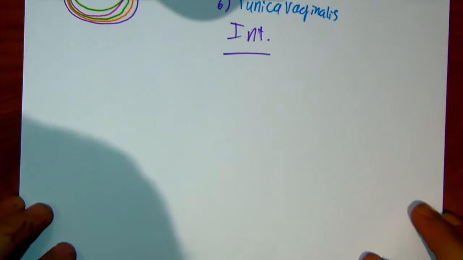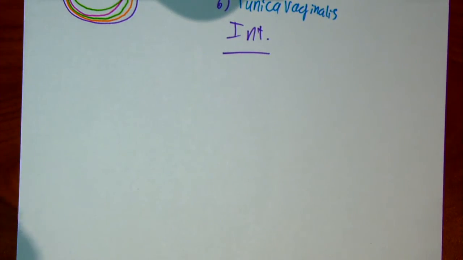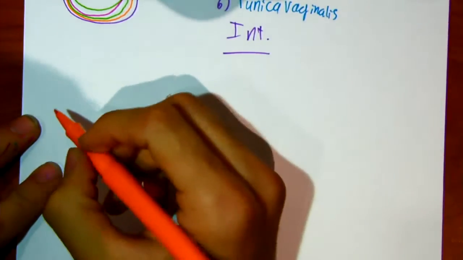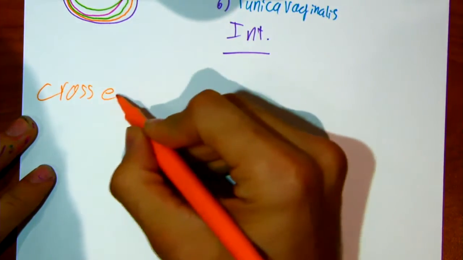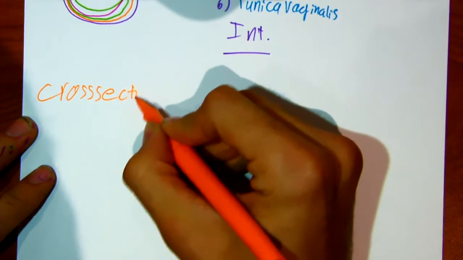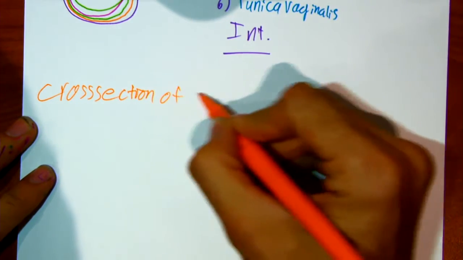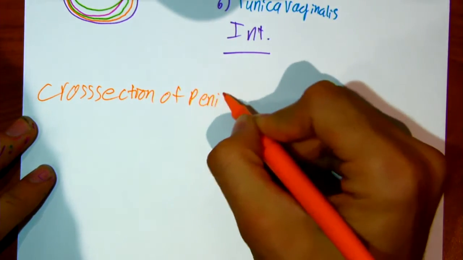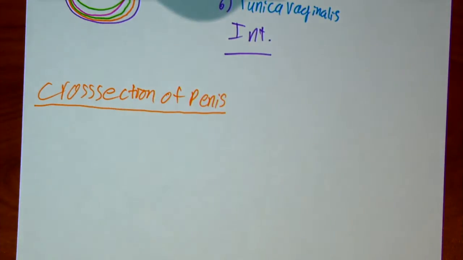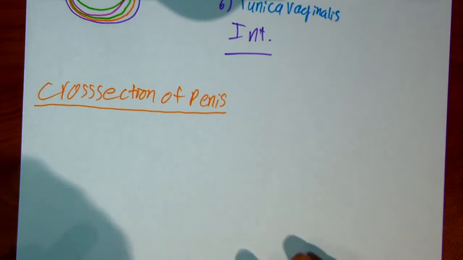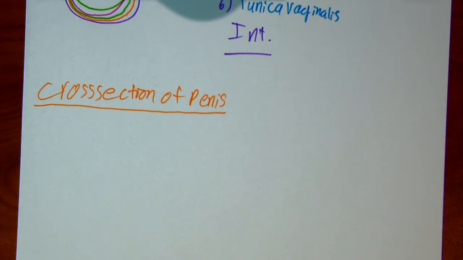Sticking with the topic of male reproductive organs. One of the pictures you'll see is the cross section of the penis. All right. Now to save you guys a little bit of misery, I'm just going to get the picture out of the textbook and not redraw it.